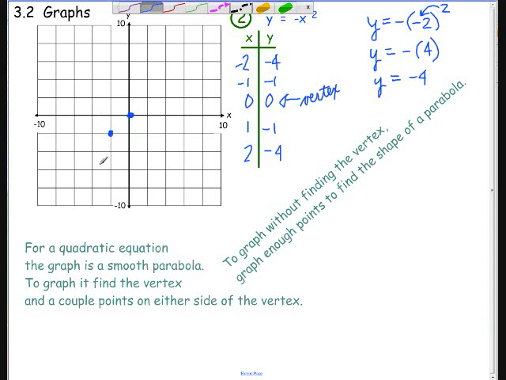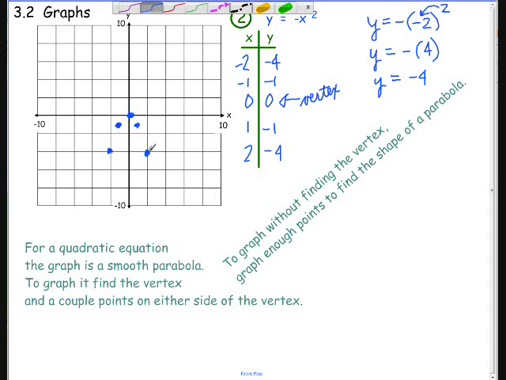X is -2. Oh, wait a second. What's the scale? Didn't matter for 0, 0, but it sure matters now. My scale is no longer 1, 1, is it? It's 2 by 2. So when I go -1, I only go to here. And when I go down, I'm in the middle of this block right here. And when I go -2, I'm on this line. And I go down 4, it takes me to here. I can plot those other 2 points.